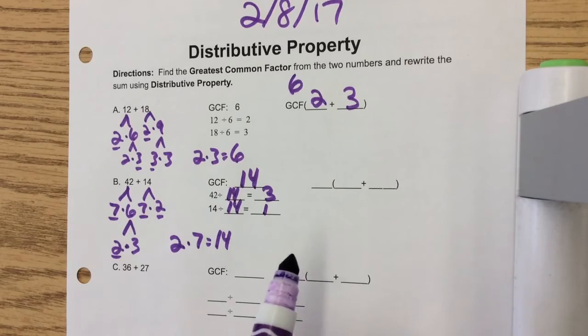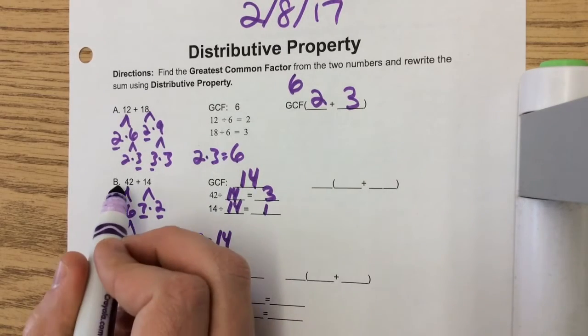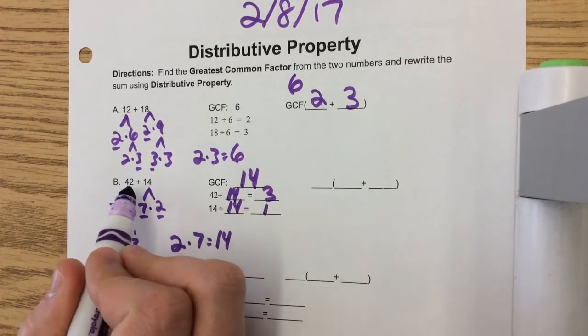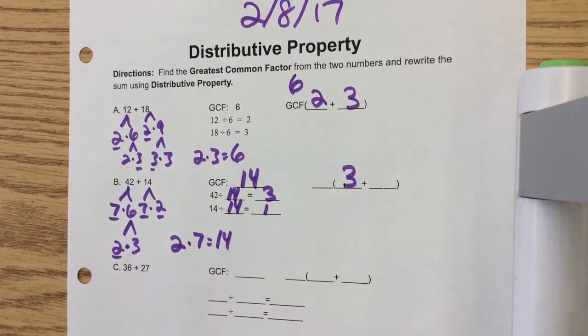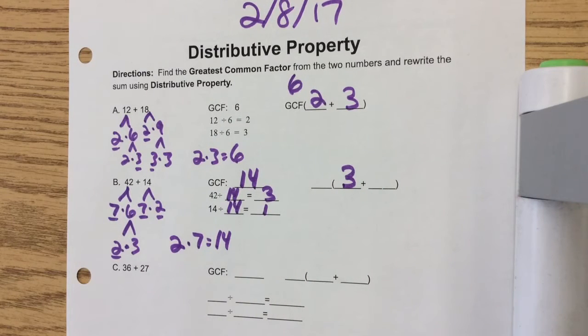Now, notice where I put these values here. The 3 with the 42, since it's 42 plus 14, that 3 is going to be first in order there. Now with the commutative property, is that always true? We want to stick with this pattern here, okay? And then the 1's going to go there.